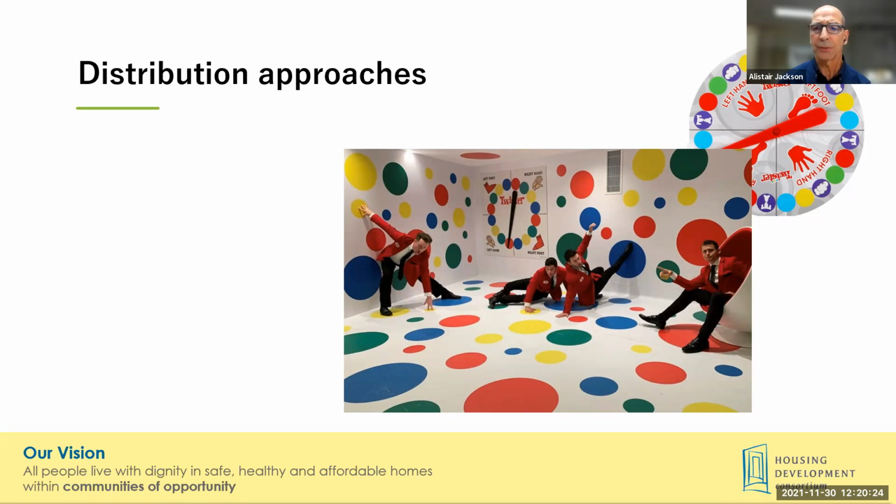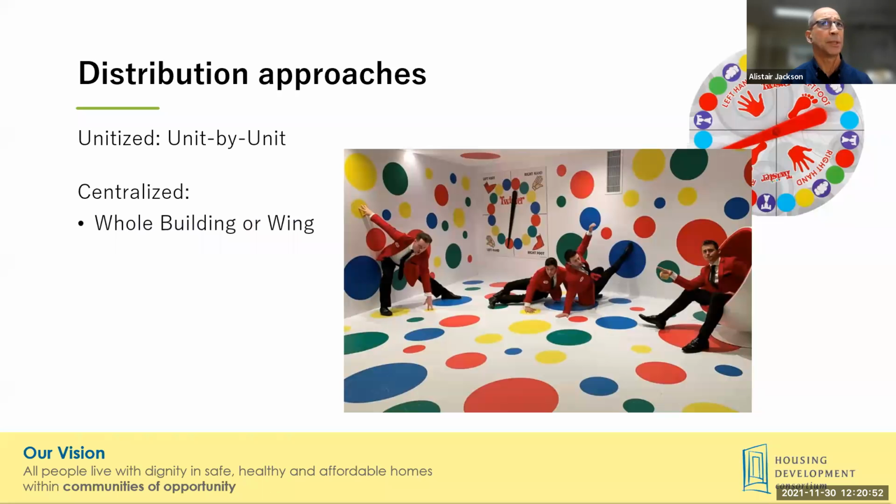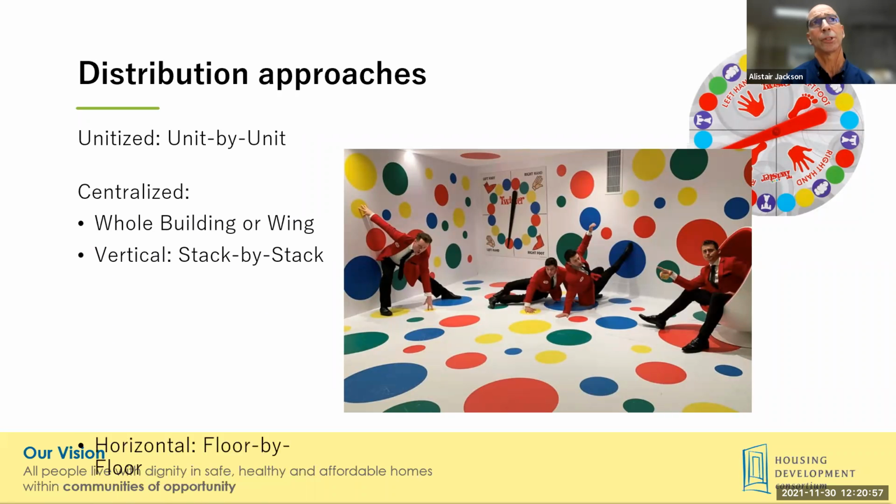There are basically 4 different approaches to balanced ventilation with energy recovery, defined by how many ERVs you use, where they're located, and how many units they each serve. They fit into 2 groups. You can choose one, or you can try a hybrid if it makes sense for your building. The first type is the unitized type. So that's an ERV in every unit. And then there are the centralized types, either a whole building or a wing, a vertically separated centralized approach, or a horizontally separated approach.